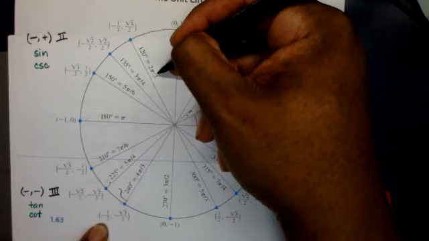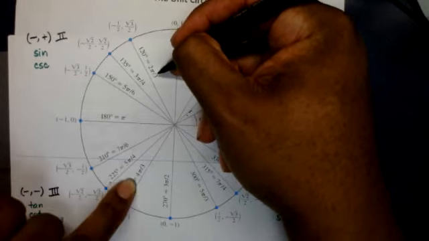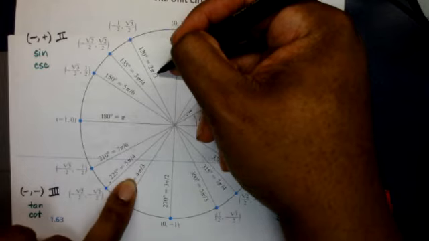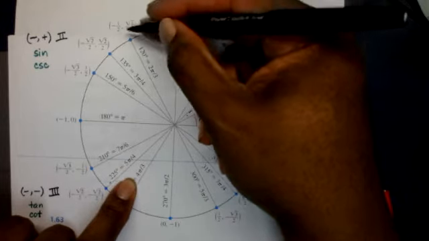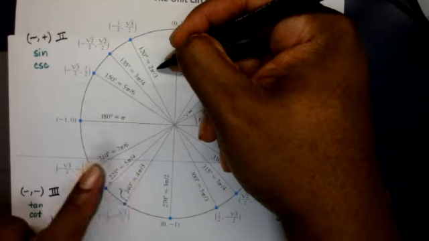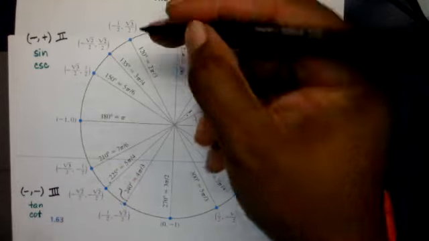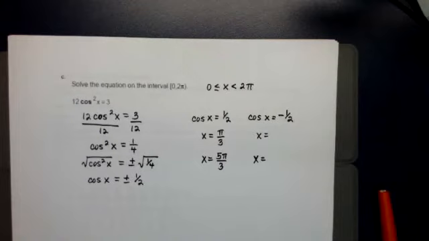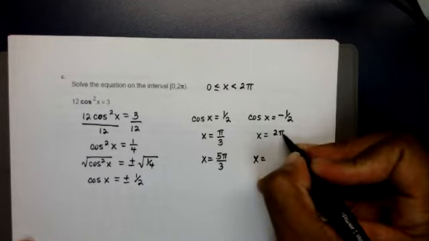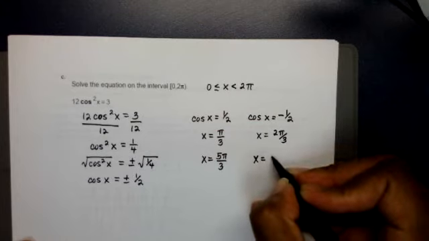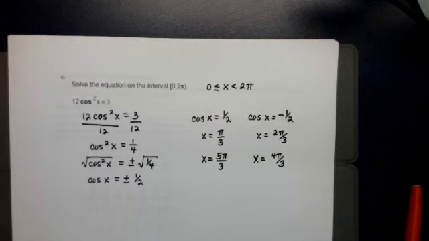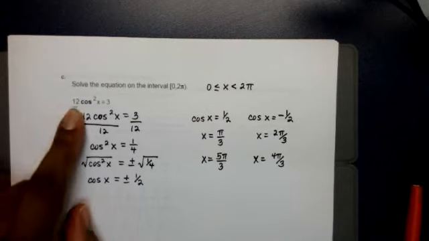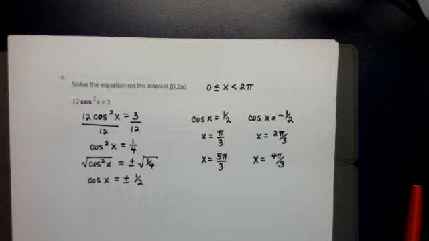But this negative 1/2, this angle measured will be 4 pi thirds. Everyone see that? Okay, negative 1/2, that'll be 2 pi thirds. Negative 1/2 down here is also 4 pi thirds. So 2 pi thirds here and 4 pi thirds. So these are the values of x that will satisfy this equation, 12 cosine square of x equaling 3.